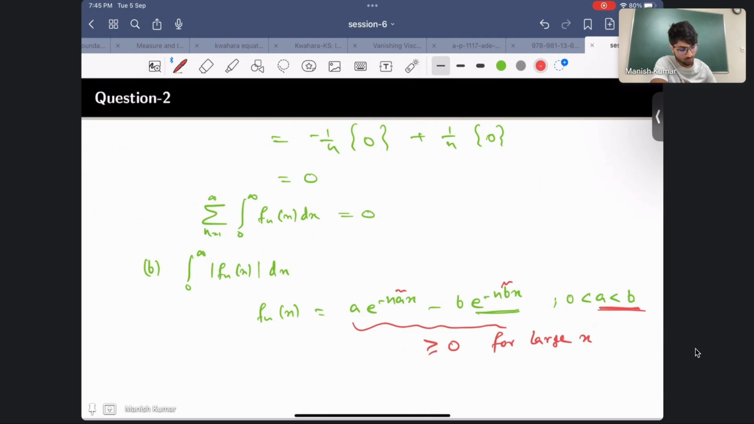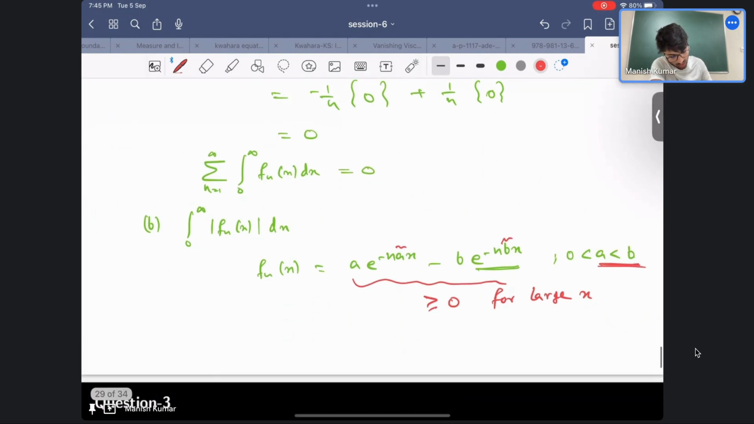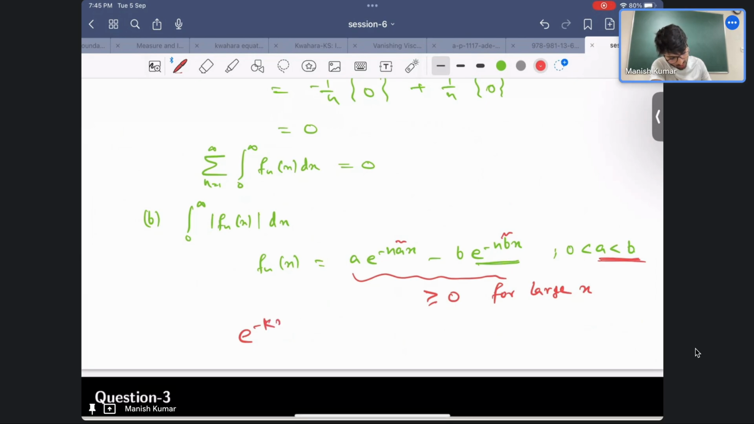What I am saying is that this exponential of minus n b x, since b is larger, will decrease faster. You know that e^(-kx) goes to 0 as k goes to infinity. Suppose we have k1 and e^(-k2 x); both will go to 0. But if k2 is, say, 2k1, it's larger, so it will go to 0 faster, because exponential grows, and if it's minus, it will decrease.